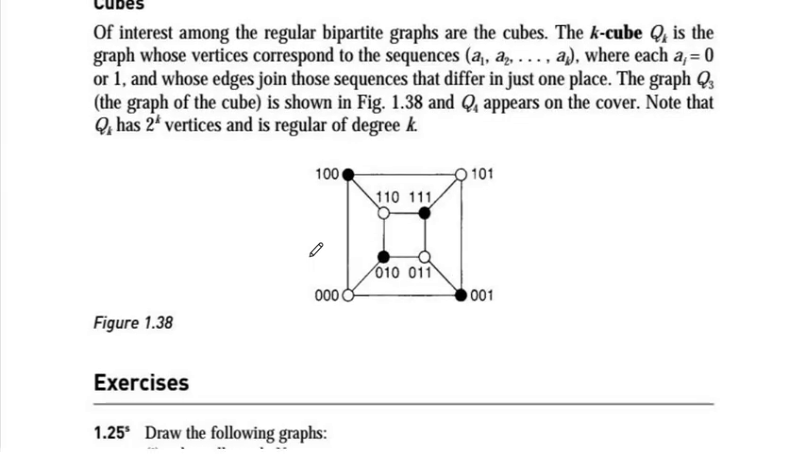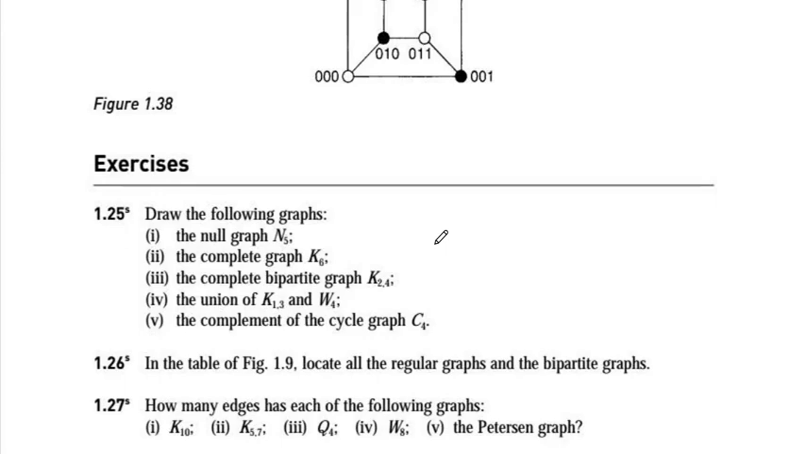Okay, let's discuss the exercise. This is also your question for assignment purpose and attendance purpose. We will discuss this. You have to draw the following graphs. First, the null graph of N5. Simple. Null graph means only 5 vertices, no edges. So you can draw the null graph.